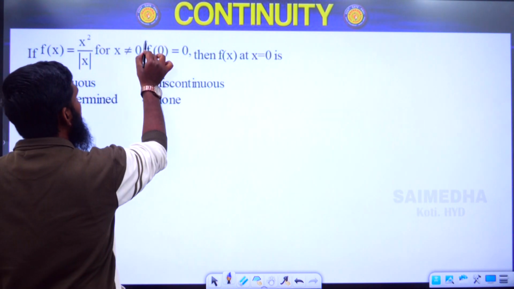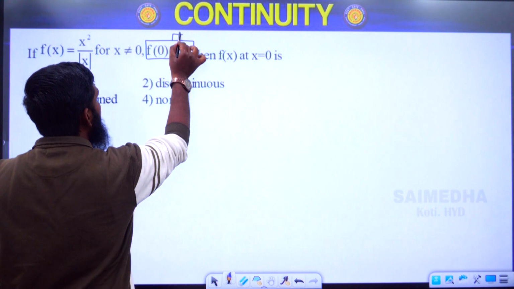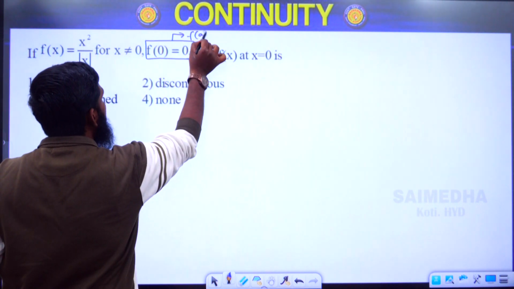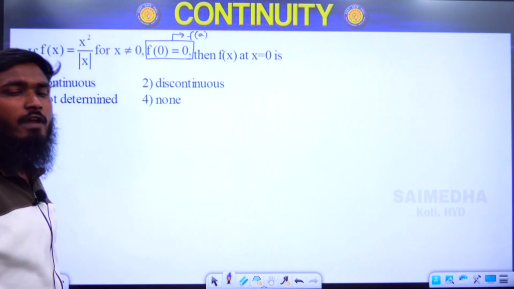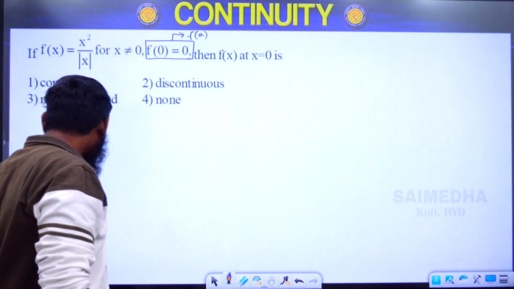Now over here also one part is given, f of 0 is equal to 0. What is this part we are having? F of a value, meaning the function value is already given. Now we have to find out a limit value. What we have to find? Limit value. Now listen carefully.